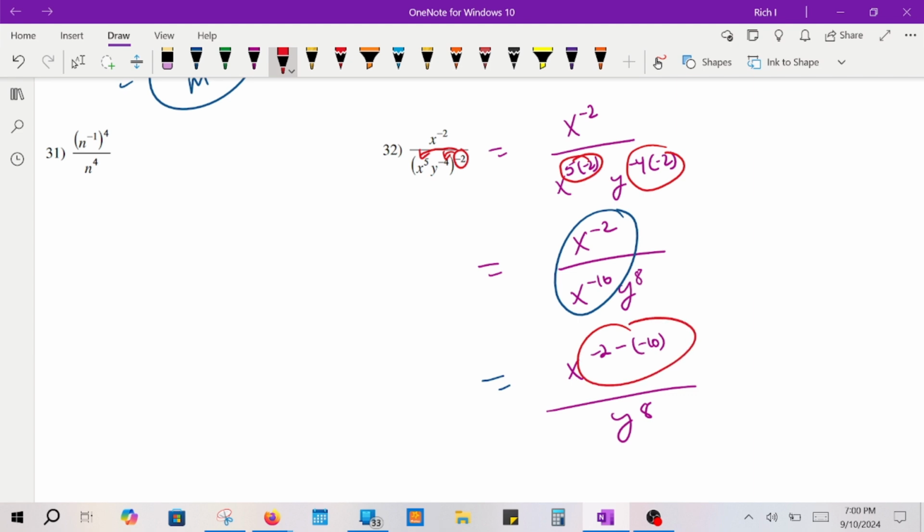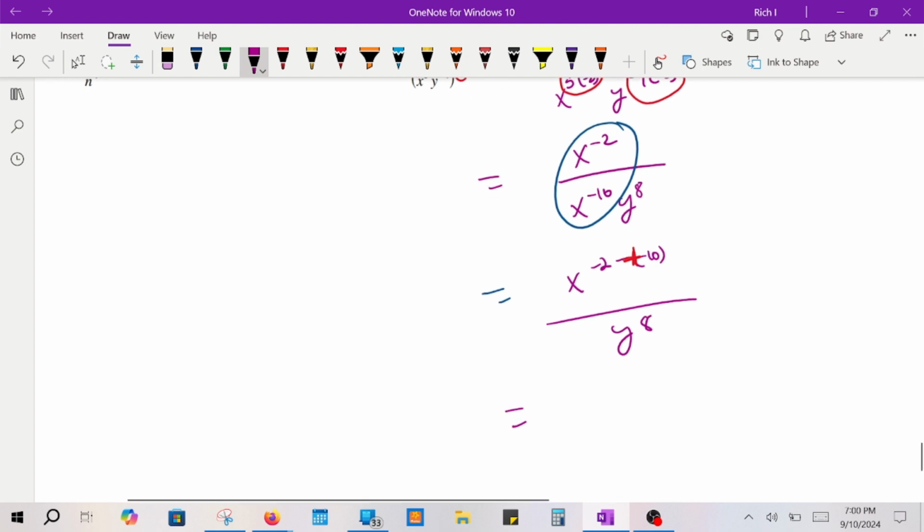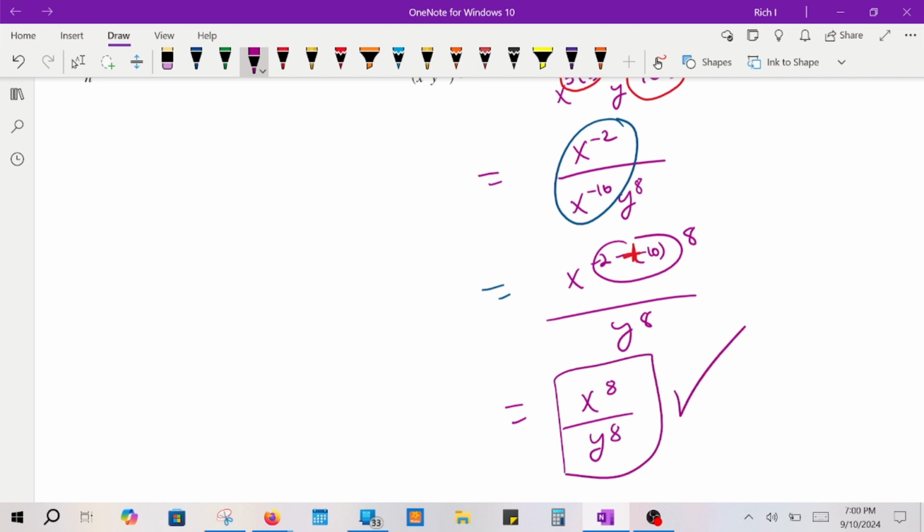When we simplify that, the double negative basically makes a positive, so it's going to be negative 2 plus 10. So we're going to have x to the negative 2 plus 10, that's going to turn into an 8. So we have x to the 8 and then y to the 8. There's nothing else to simplify. That should be the answer there.